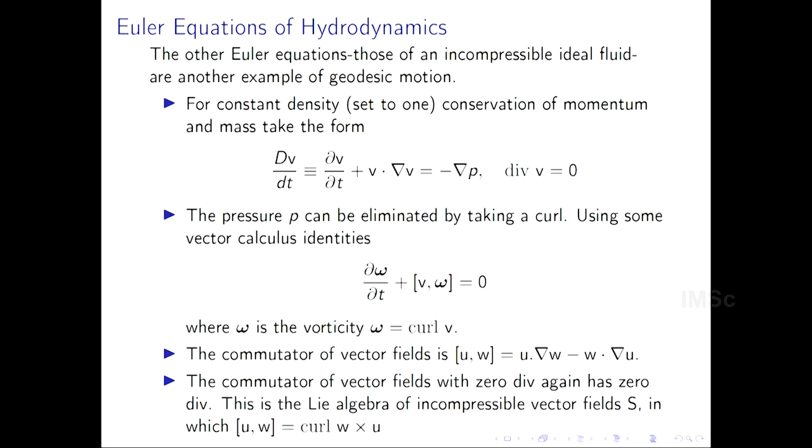And now using some standard identities of vector calculus, you can show that the nonlinear term here, after taking the curl, becomes the commutator of these two vector fields. The commutator is defined like this. The commutator of vector fields in the usual sense of Lie derivatives. So the Euler equations of an ideal fluid can be written in this form, where I have the derivative of omega with respect to time plus the commutator of v and omega is equal to 0, and v and omega are related to each other by a linear differential operator, the curl.